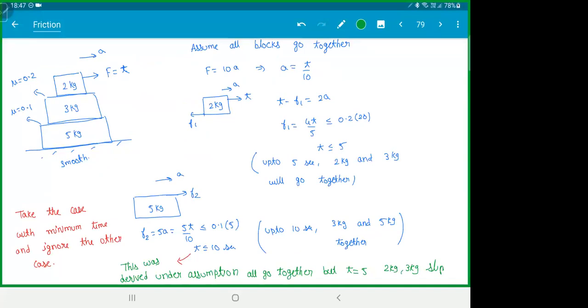Let me give you one more like this. Please ask me if you're confused with the steps. 3 blocks are kind of lengthy. Like you just have to keep doing. You'll see the next problem even better. I'll make 3 and 5 kg also slip. That will be the worst case scenario.